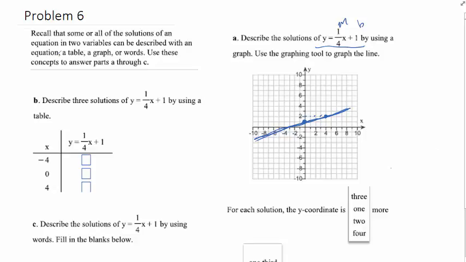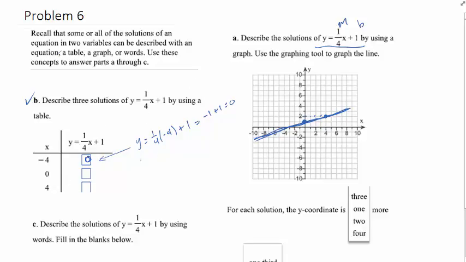Part B. Describe the 3 solutions of y is equal to 1/4 x plus 1 by using the table. So it looks like we're interested in plugging in -4, 0, and 4 for x. So for this first box, let's put in a -4 for x. So we have 1/4 times -4 plus 1. This will give us a -1 plus 1, and that'll eventually amount to 0.